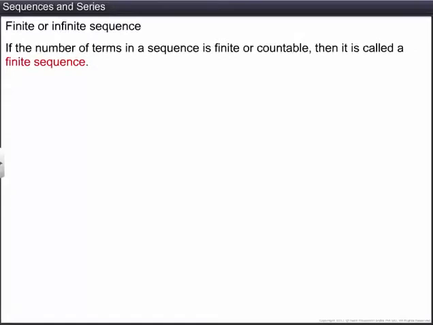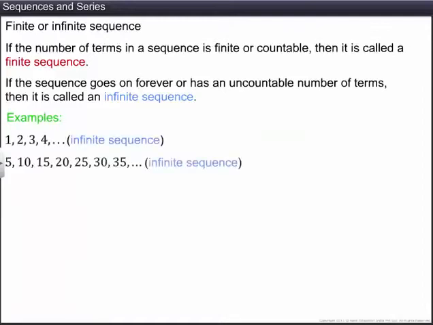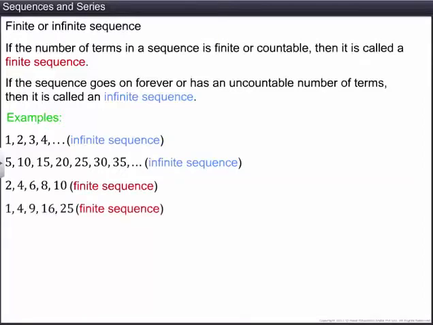And if the sequence goes on forever or has an uncountable number of terms, then it is called an infinite sequence. For example, the sequence of natural numbers and the sequence of all the multiples of 5 is an infinite sequence. However, the sequence of the first 5 even numbers and the squares of the first 5 natural numbers is a finite sequence. The terms of a sequence can be expressed by an algebraic formula.